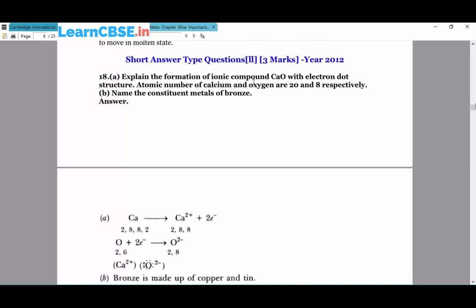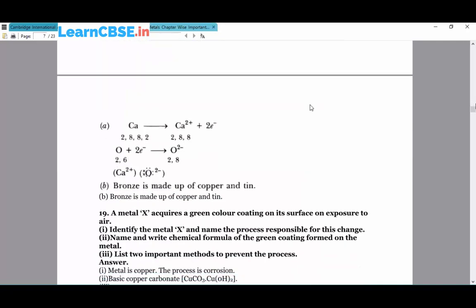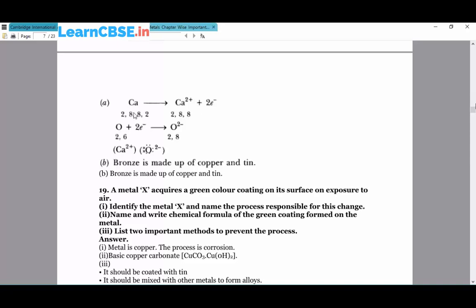Explain the formation of the ionic compound CaO with electron dot structure. Atomic numbers of the calcium and oxygen are 20 and 8 respectively. So calcium, its atomic number is 20, so the electrons are 20. So 2, 8, 8, 2 is the electronic configuration. It loses the 2 electrons in the outermost shell and becomes 2, 8, 8.